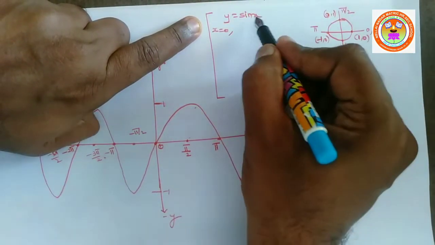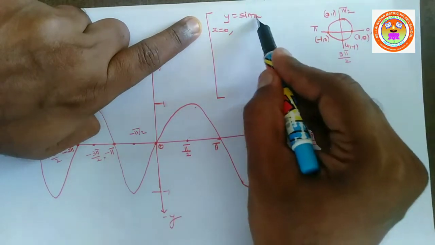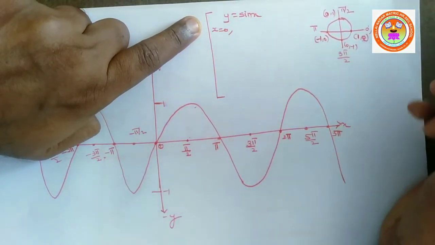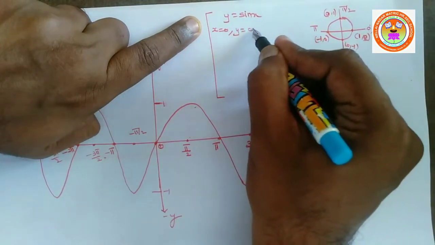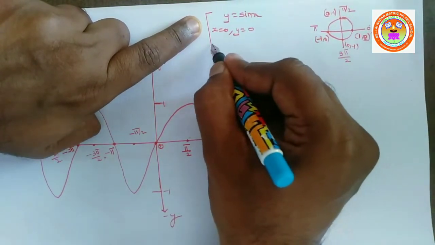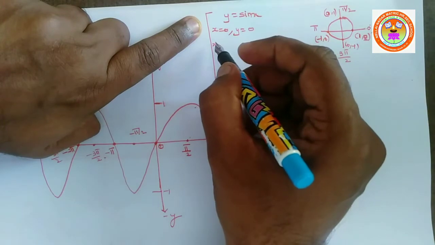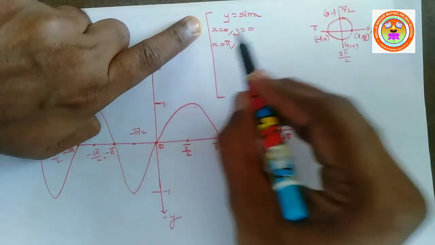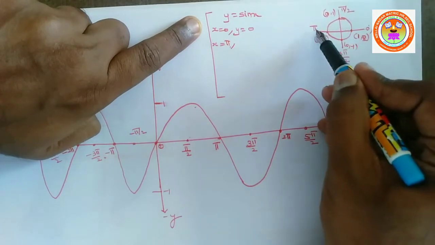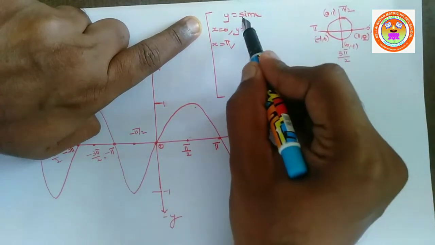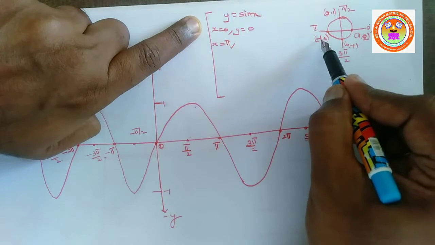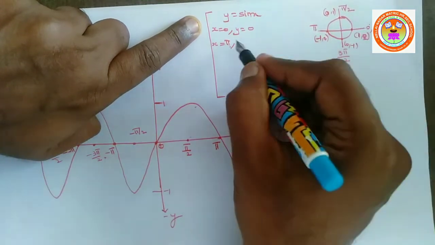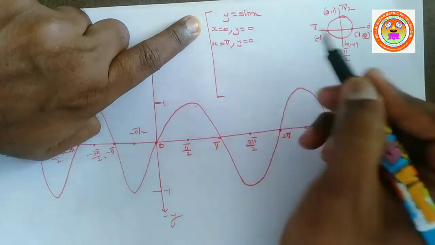I am going to apply x is equal to 0. Sine 0 is 0, so y is equal to 0, that is the point 0 comma 0. Now I am going to take x is equal to pi. Where is pi? Pi is present here. Cos pi is minus 1, but what is the sine pi value? 0. Therefore y is also 0.